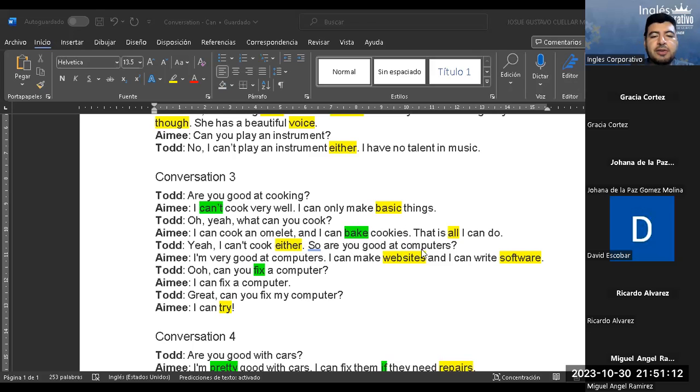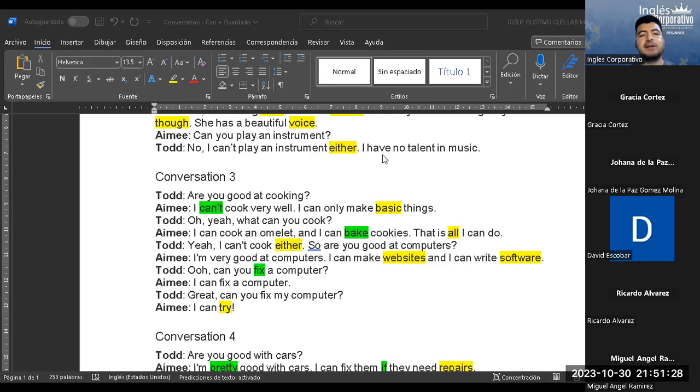So, are you good at computers? I'm very good at computers. I can make websites and I can write software. Oh, can you fix a computer? I can fix a computer. Great. Can you fix my computer?